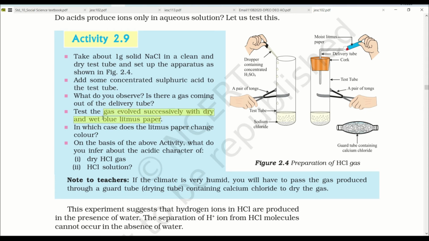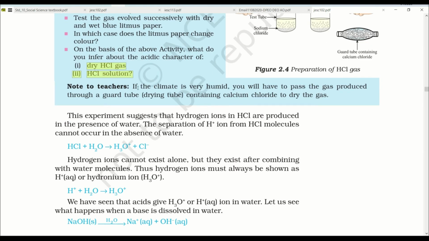The litmus paper, again here, is used as an indicator for testing acid or base. It will turn red when it's acid, it will turn blue if it's base. In which case does the litmus paper change color? On the basis of the above activity, what do you infer about the acidic character of dry hydrochloric acid and hydrochloric acid solution? There are two forms of hydrochloric acid. One is dry hydrochloric acid gas, another is hydrochloric acid solution, that is a solution of water where hydrochloric acid is added.